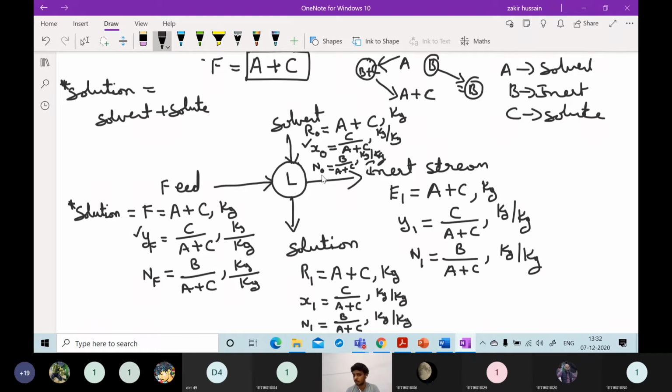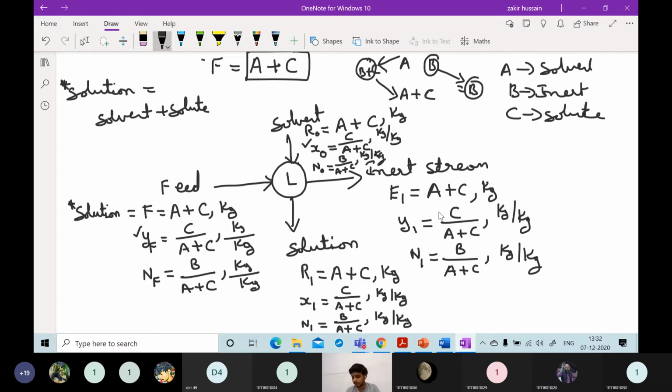Then the next major stream, the output stream from this leaching operation, is the inert stream, in which solvent will be very low. Because of this, this is known as solvent lean stream or solvent less stream, or we can say extract stream, or underflow stream, we can say for this one. Since this is extract stream, E1 we are indicating its weight. So E1 is equal to weight of solution or overflow or extract stream. Solution is nothing but solvent plus solute A plus C, which will be in kg.